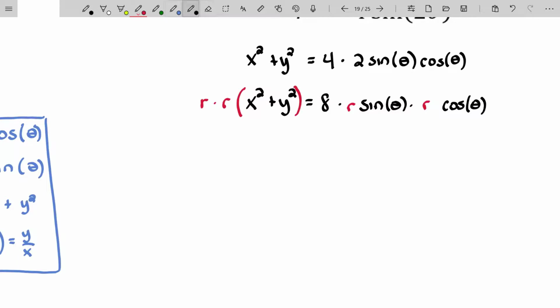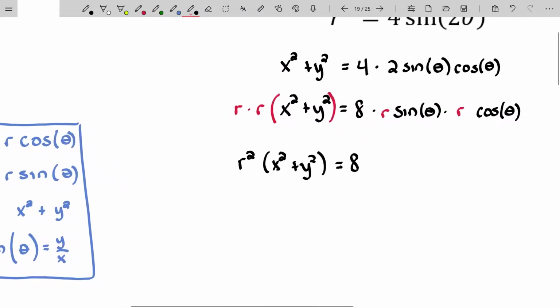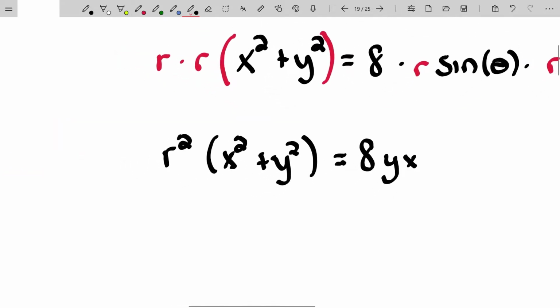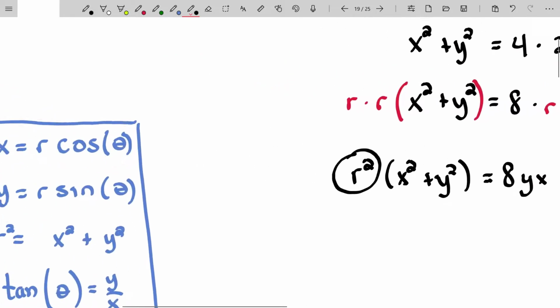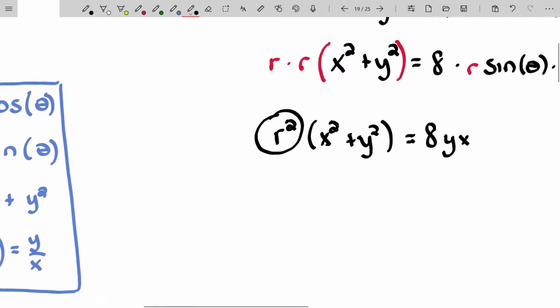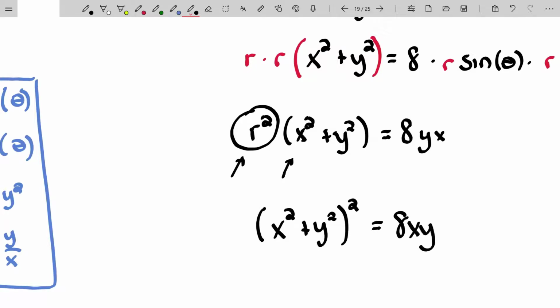And when you do that, you get r squared times x squared plus y squared is equal to 8. And we know that r sine of theta is y, and r cosine of theta is x. Y times x. I dislike writing things not in alphabetical order, so let's rewrite that in alphabetical order. Also, note r squared is x squared plus y squared. So that's going to be an x squared plus y squared times an x squared plus y squared, or in other words, x squared plus y squared squared is equal to 8xy.